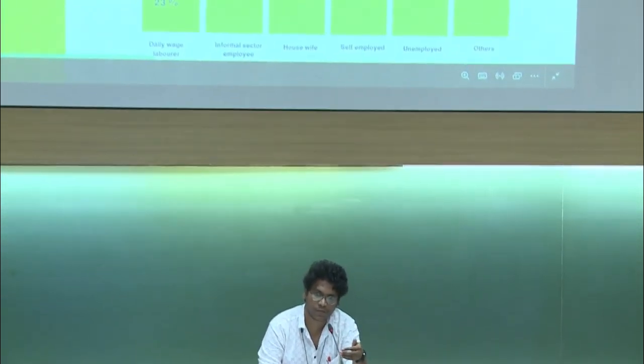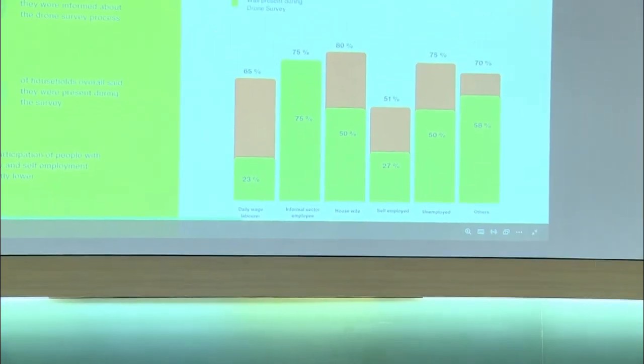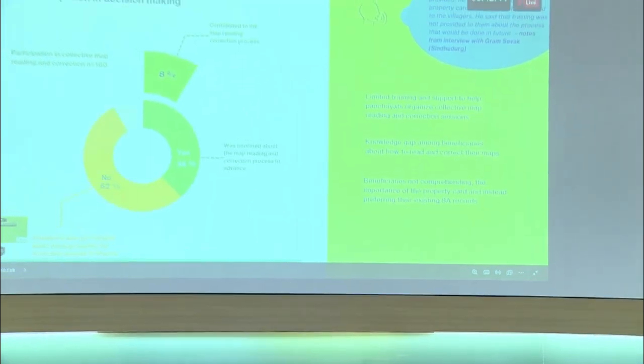We can clearly see that among some people with temporary or self-employment, the participation drops significantly, like with daily wage laborers, with housewives, with self-employed people, with unemployed people, that participation drops, especially during the drone survey.